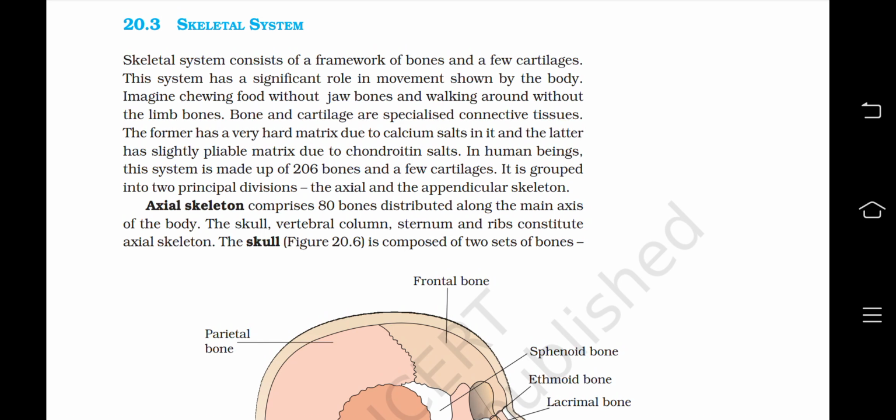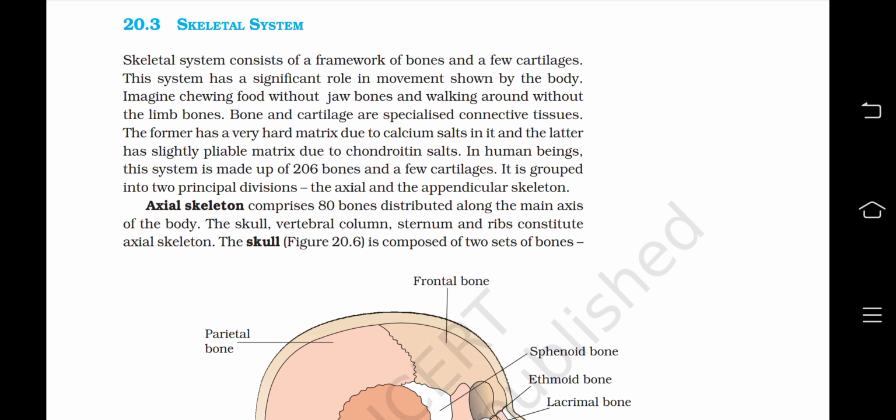It is grouped in two principal divisions, the axial and the appendicular skeleton. Axial skeleton comprises 80 bones distributed along the main axis of the body. The skull, vertebral column, sternum, and ribs constitute the axial skeleton.